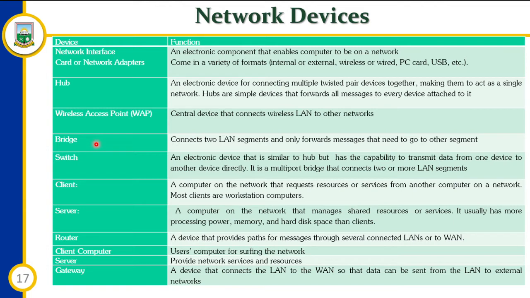You have a river. You want to cross over the river. You need to create a bridge to be able to cross over the river. So in the same vein, when you talk about a bridge or bridging as a network device, it connects two local area network segments and only forwards messages that need to go to other segments.